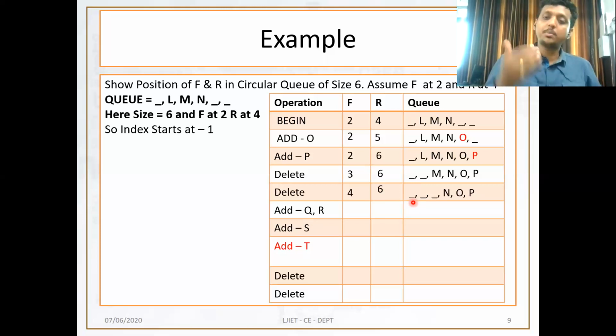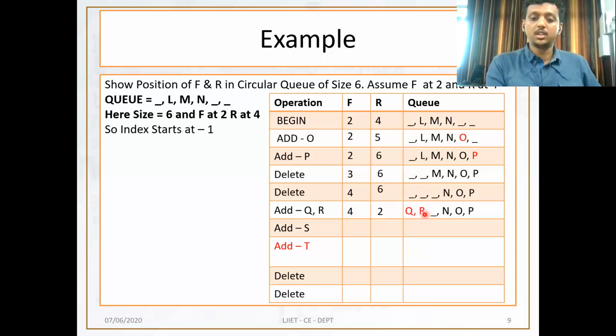Again I'm doing the insertion operation for R. Rear is now at 1, so it is incremented to 2. The rear position becomes 2. Positions 1 and 2 are filled, and front remains as it is. So Q and R are added, and the rear pointer is pointing over here.